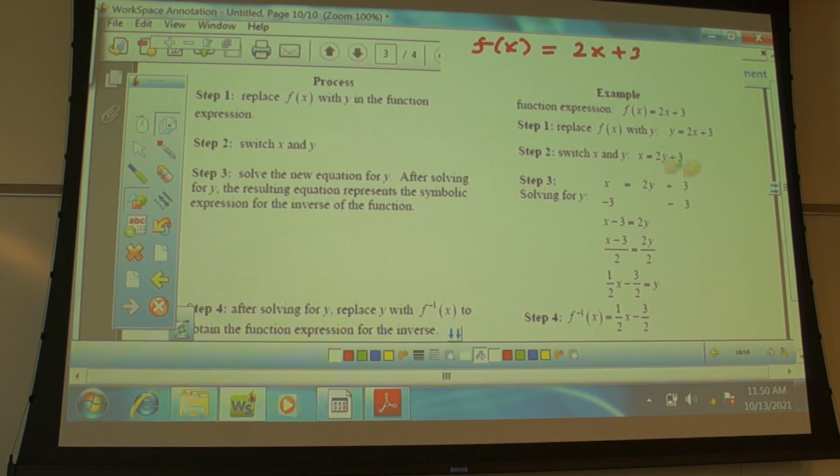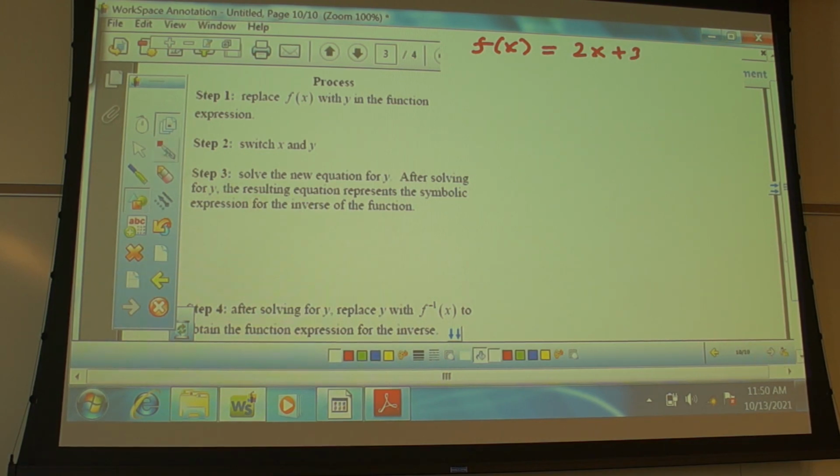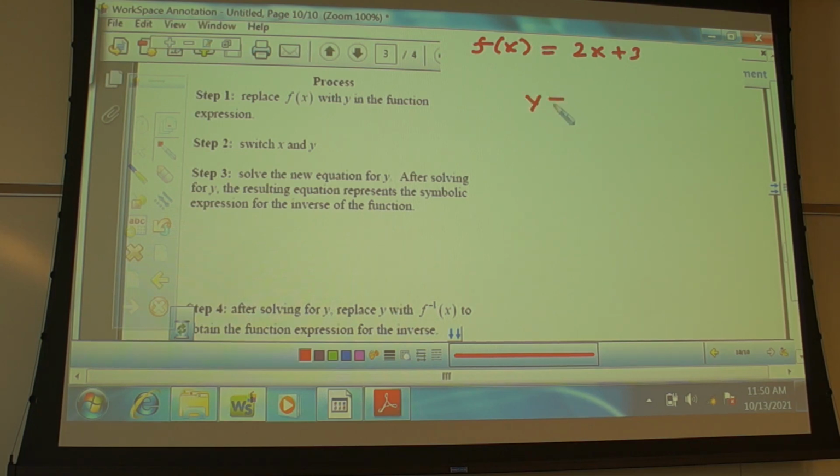All right, I'm going to do it for you guys because it's always easier if I go through. So the first thing, remember f of x. Is f of x my x or my y? Y. So I'm just going to make this into y equals 2x plus 3. That's my regular function. Now I'm going to change it. I'm going to make my inverse. What's up with the inverse? You're going to swap.